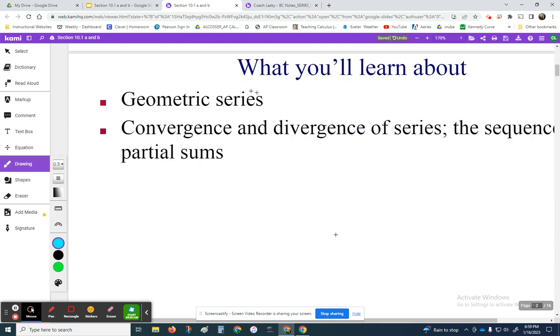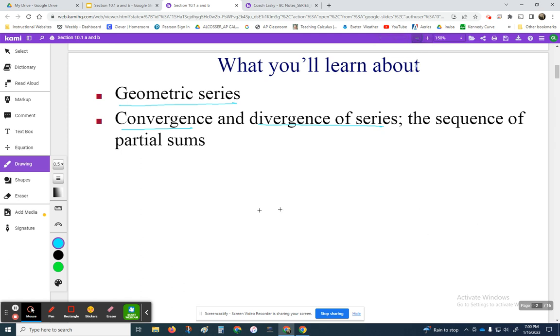What we're going to tackle today is geometric series, and then we're going to talk about convergence and divergence of series. And let me shrink this down just a little bit for you guys. There we go. And partial sums kind of thing.